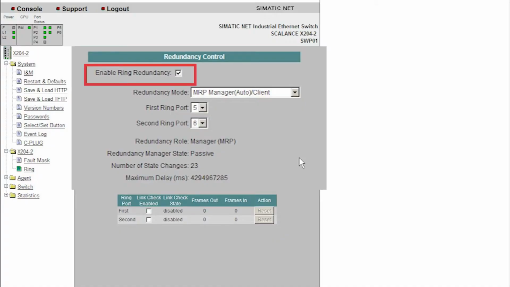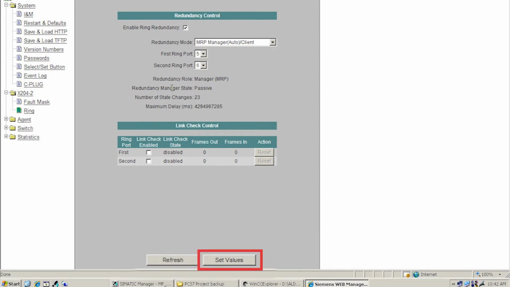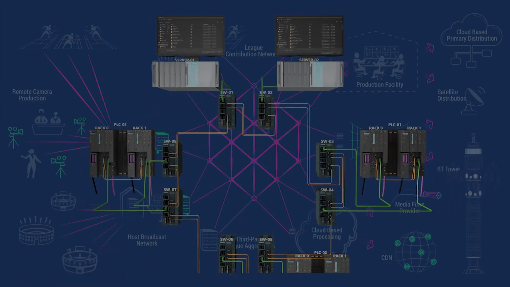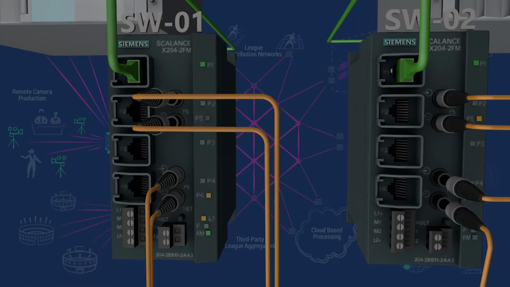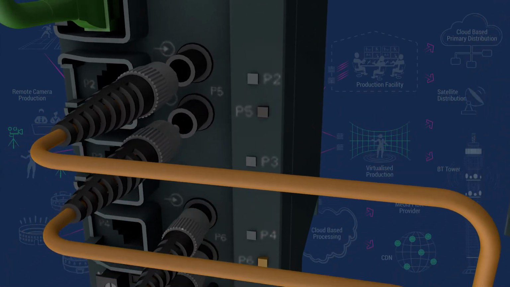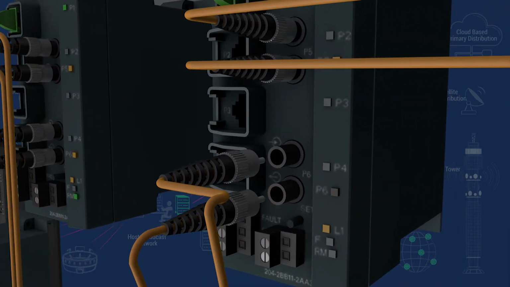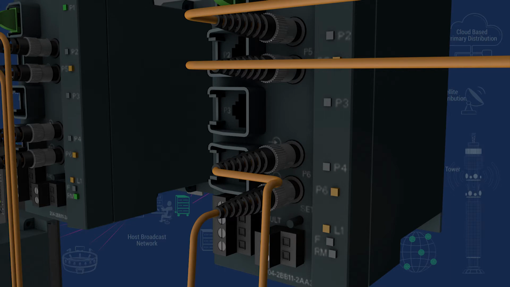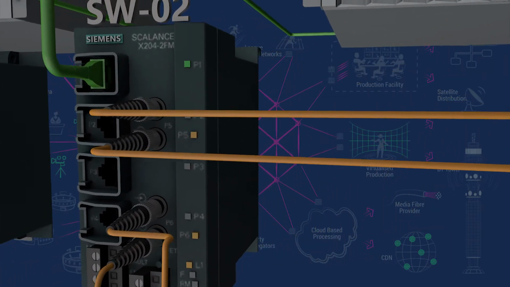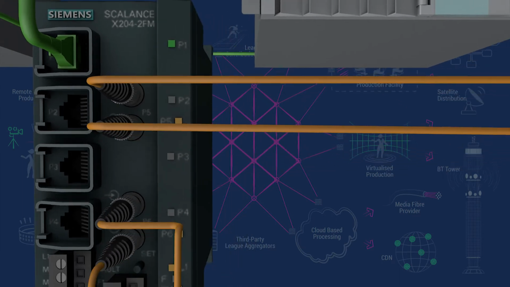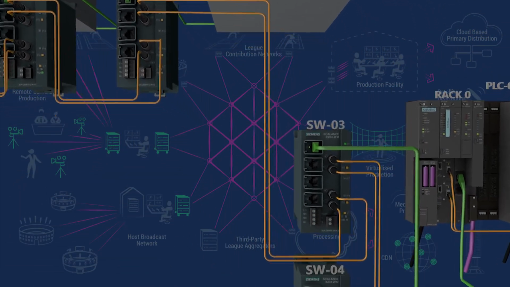Click and check the Enable Ring Redundancy box. After selecting P5 as first ring port and P6 as second ring port, do not forget to click on the Set Values button. Otherwise, any change will not be stored in the switch. Do the same for all other network switches. Now all network switches are configured as components of the ring network. To create the ring, start from the Redundancy Manager switch, connect the fiber optic of port 5 of this switch to port 6 of the second switch. Then port 5 of the second switch to port 6 of the third switch, and so on.